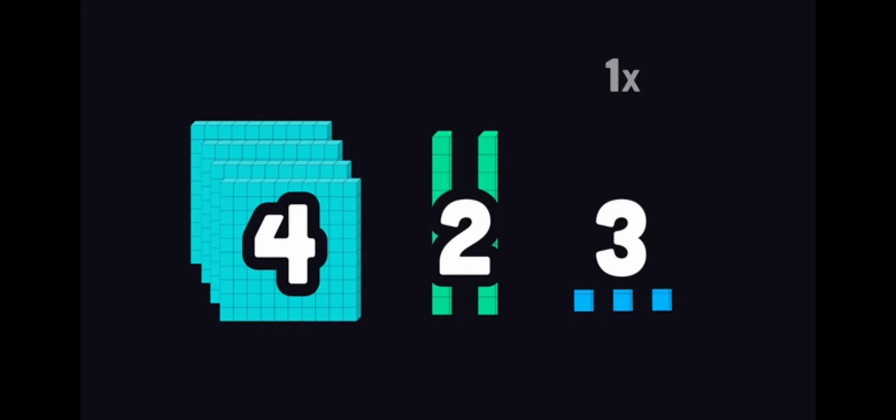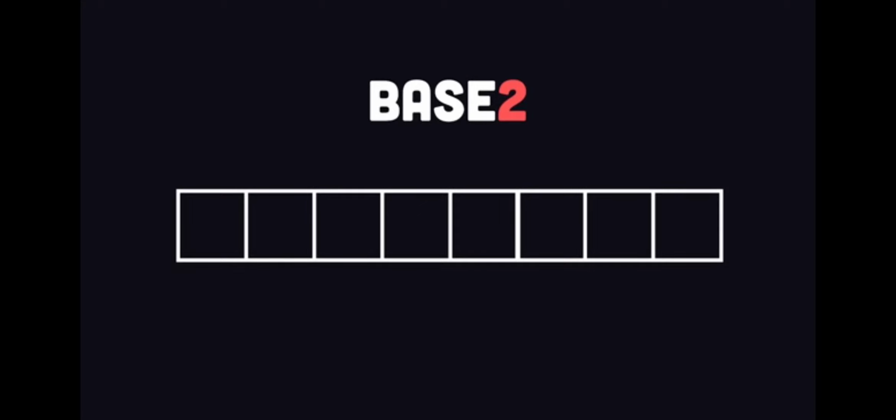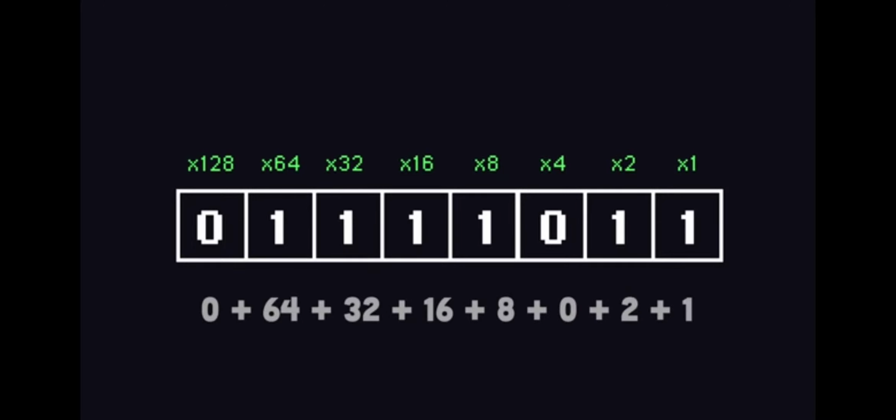But computers work off of a base 2 numeral system. In base 2, things work the exact same way, but because we only have 2 symbols to work with, each place is multiplied by 2, like 2, 4, 8, 16, 32, 64, 128, and so on.